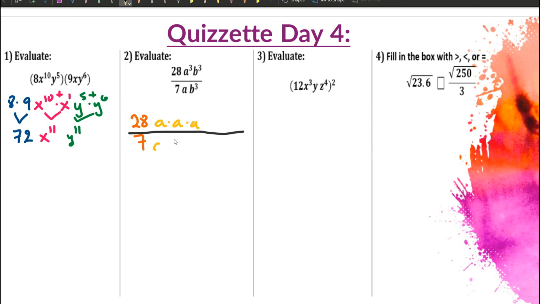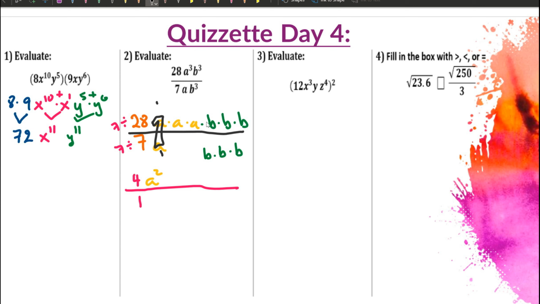And then at the bottom you have one letter a. And then b to the 3rd power means b times b times b, 3 times, and at the bottom you have b times b times b, 3 times. So 28 over 7 can be reduced by 7. That will give you 4 over 1. A divided by a, they divide out, giving you 1 whole. So 1 times 4 is still 4. Then you have 2 a's left, so that will be a squared.